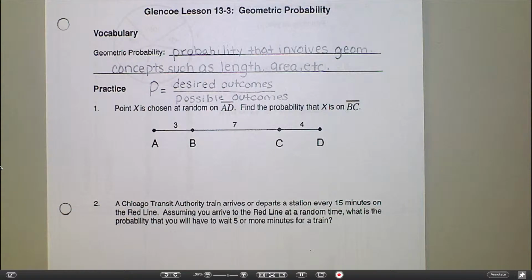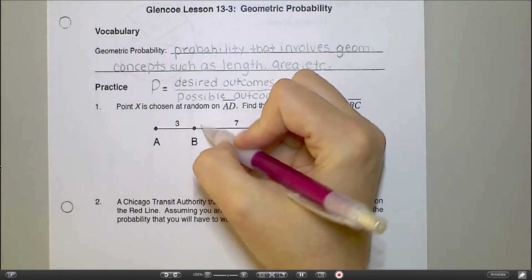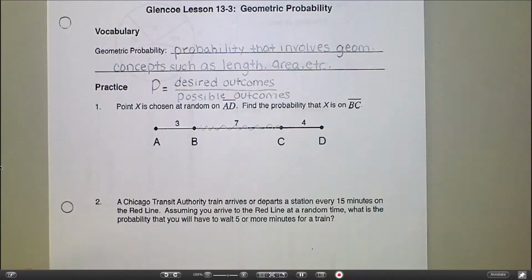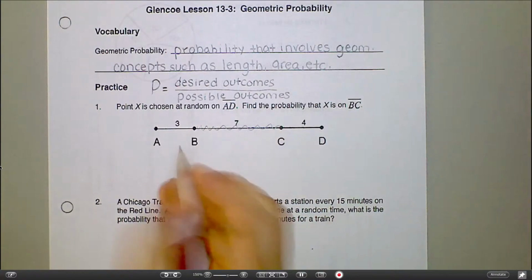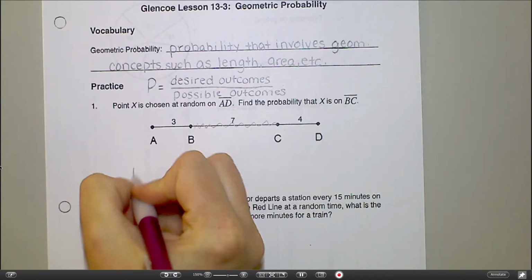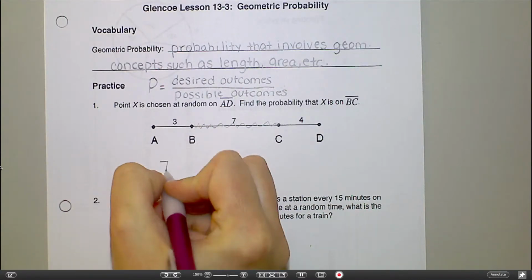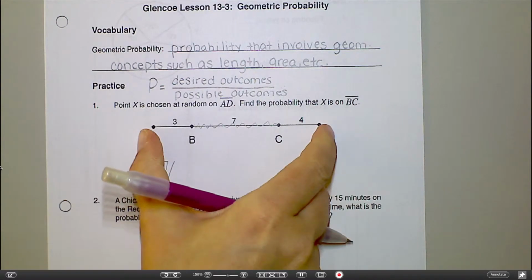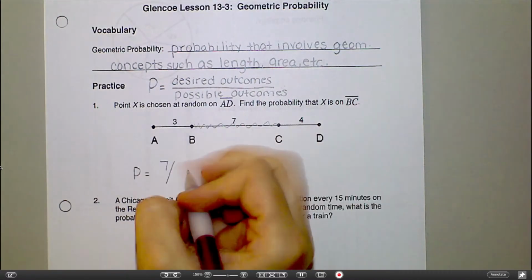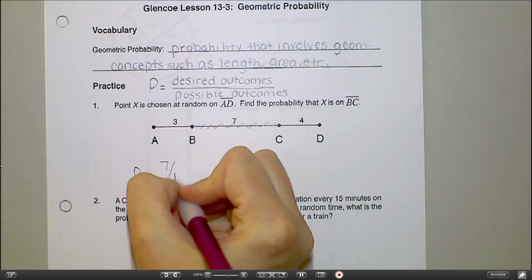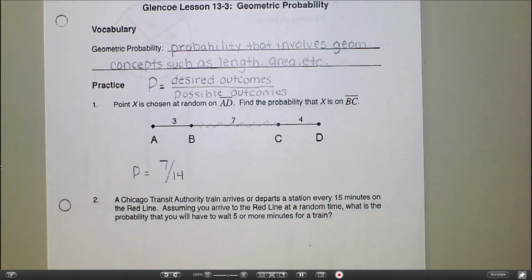Okay? Point X is chosen at random somewhere on this segment. Find the probability that X is on segment BC. Well, how long is the part that we want it to be on? 7. We want it to be on BC, right? So for our probability, we would say it's 7 out of, now we know it's going to be somewhere on this segment, so what is the total length of the segment? 14, yeah. So it's 7 out of the whole thing, which is 14.